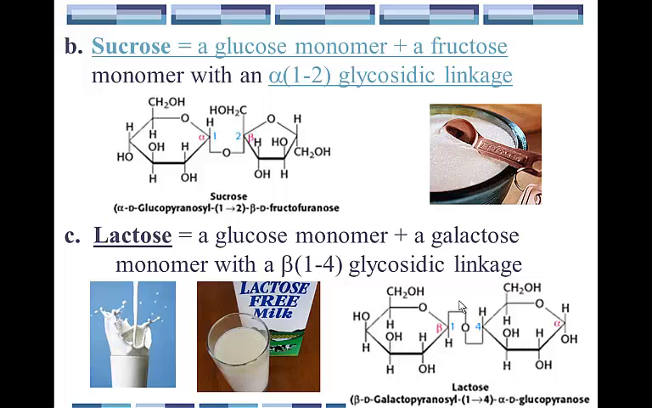And so lactose is commonly found in milk, and you can see we even have some lactose-free milk because some people are lactose intolerant and unable to properly digest and break apart, or hydrolyze, that beta-1,4 glycosidic linkage. They lack the enzyme to make that happen, and so those people are considered to be lactose intolerant.